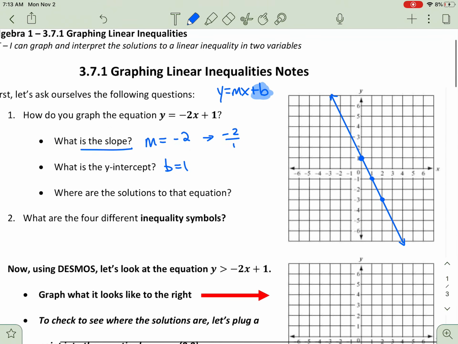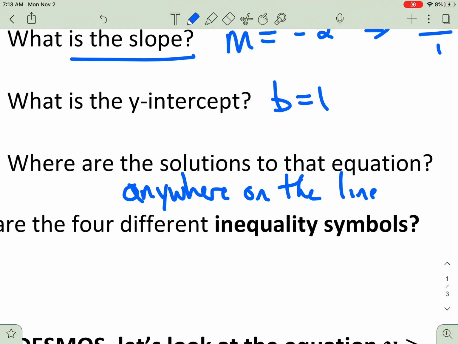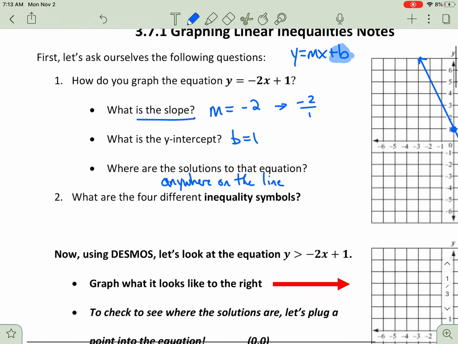All right, so then the next question asks, what are the solutions to that equation? If you were in class on Friday, we talked a little bit about this, but if we are looking for the solutions to this equation and the graphical representation of it, the solutions are on this line, right? So they're anywhere on the line. So not just the 3 points that we plotted, but any of them.